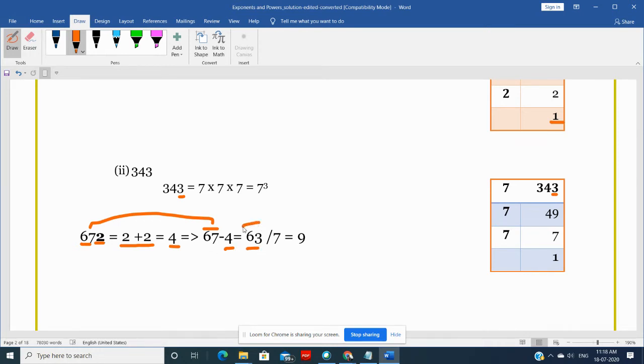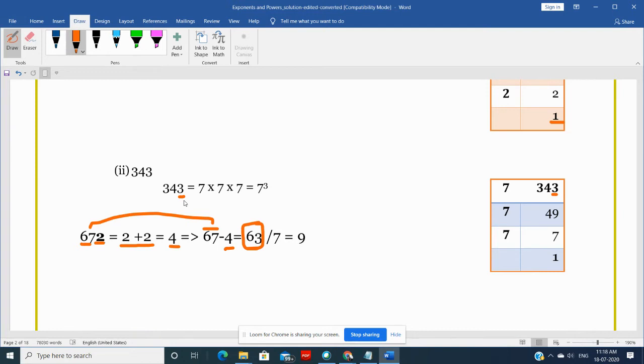If this 63 is divisible by 7, it means the whole number will be divisible by 7. So yes, it is divisible by 7. So naturally 672 will be divisible by 7. The same rule you can apply here for 343.